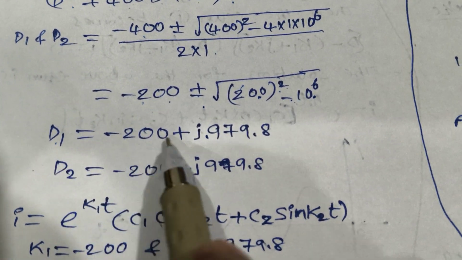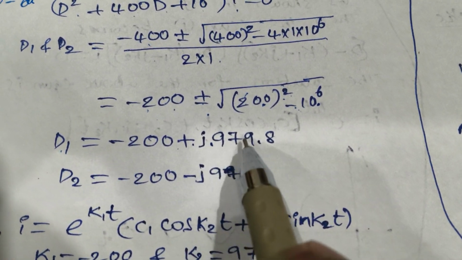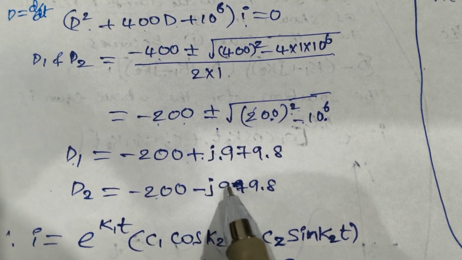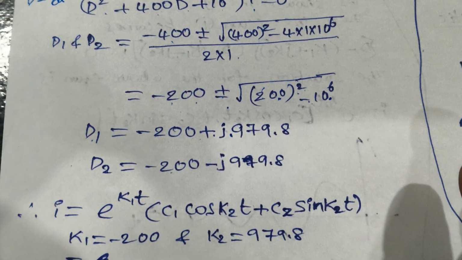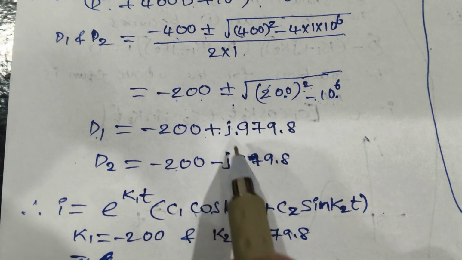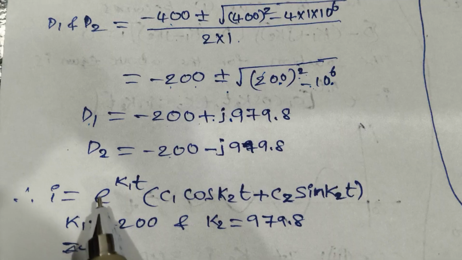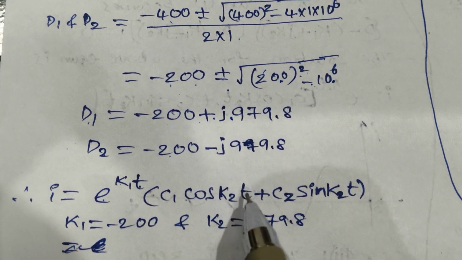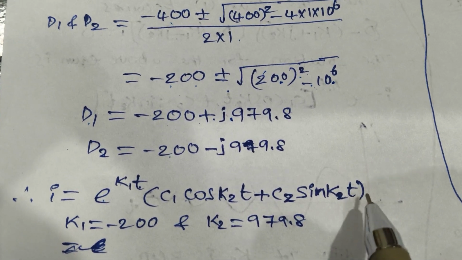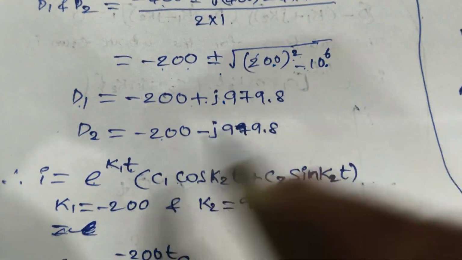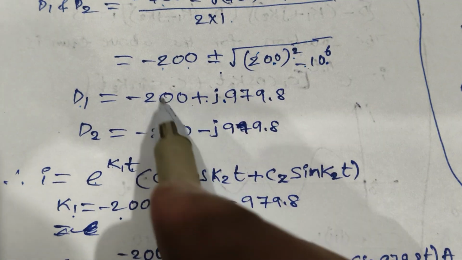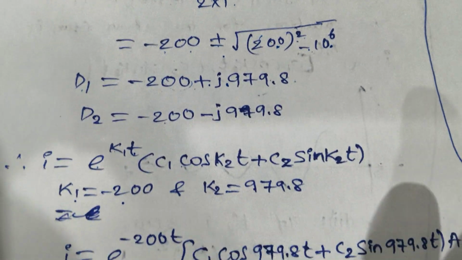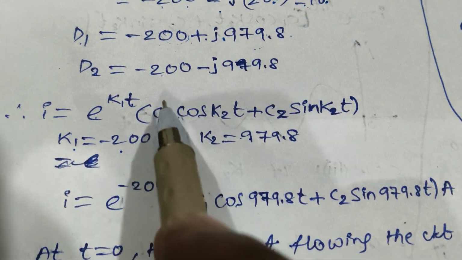So D1 is equal to minus 200 plus j into 979.8, and D2 is equal to minus 200 minus j into 979.8. If you have complex conjugate roots, what is the solution? I is equal to e^(k1 t) of C1 cos k2 t plus C2 sin k2 t. Here k1 is equal to minus 200, the first term, and k2 is equal to the second term of the roots, 979.8. I'll substitute this k1 and k2 in the above equation.